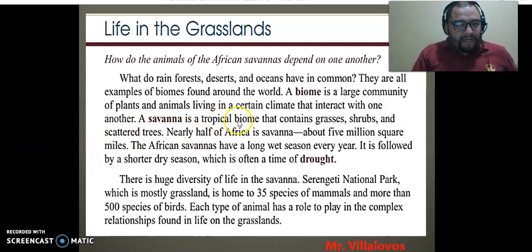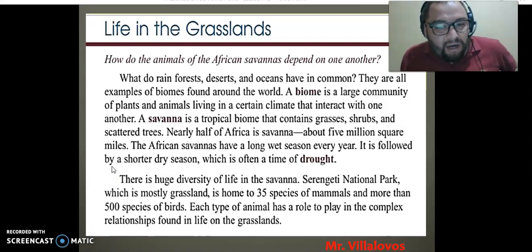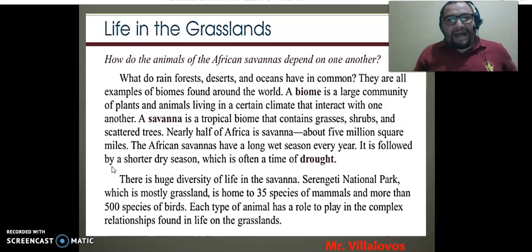A savanna is a tropical biome that contains grasses, shrubs, and scattered trees. Nearly half of Africa is savanna, about 5 million square miles. The African savannas have a long wet season every year. It is followed by a shorter dry season, which is often a time of drought. Drought is a period of time without water. When we don't have water, groups of animals move around looking for wetter areas with water, right? In the African savanna, these droughts are very common. No water, right? Deserts, hot. The weather is super warm.